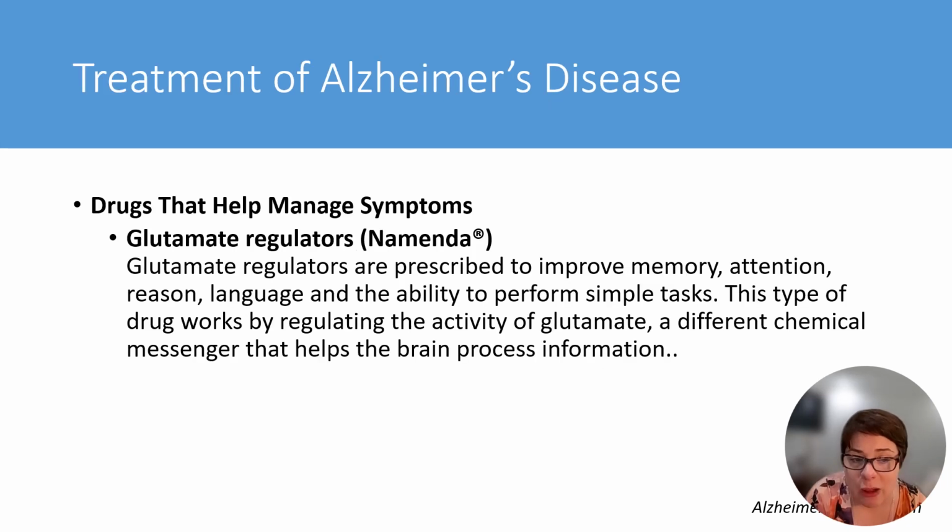Other drugs that can help manage symptoms are glutamate regulators. Glutamate regulators are prescribed, and obviously they improve a wide variety of cognitive functions. This drug works by regulating the amount of glutamate, which is one of the chemical messengers that gets disrupted in Alzheimer's disease.